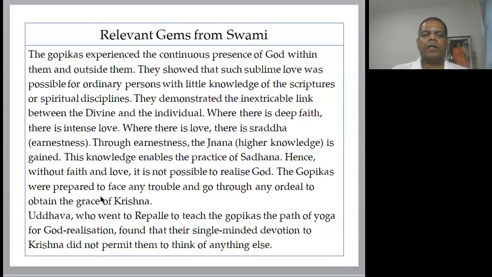The Gopikas were prepared to face any trouble and go through any ordeal to obtain the grace of Krishna. Uddhava, who went to Repalle to teach the Gopikas the path of yoga for God realization, found that a single-minded devotion to Krishna did not permit them to think of anything else.